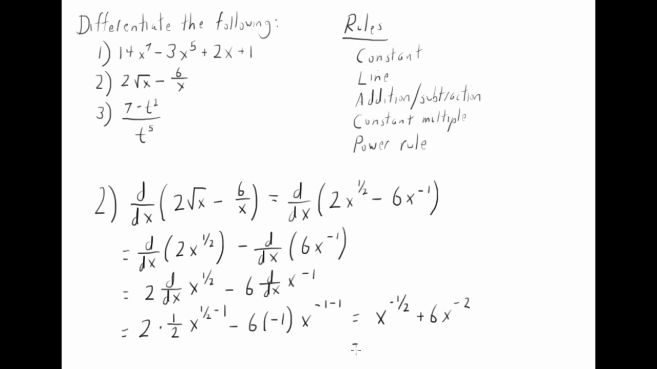If you would like to convert it without those exponents, you could rewrite this as 1 over the square root of x. So the minus sign flips it down. The 1/2 takes the square root, plus 6 over x squared. But I'll tell you right now that I'm fine with this form right here.